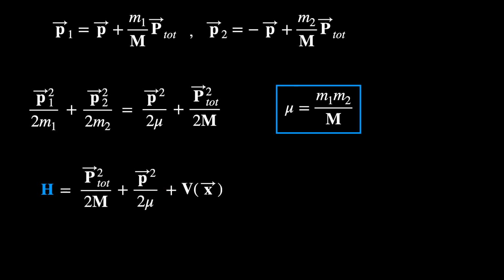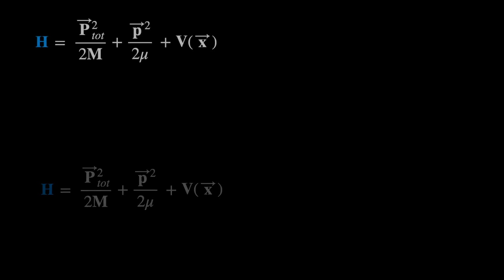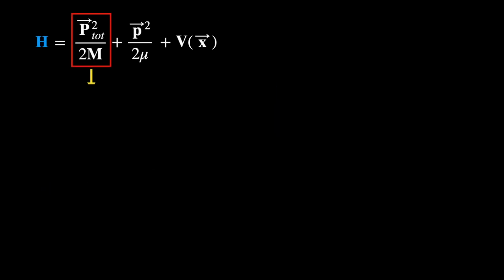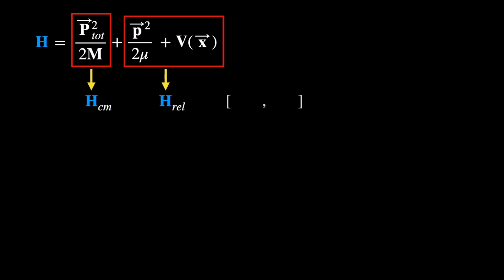Notice that the only place where a center of mass variable appears is the total momentum in the first kinetic energy. This means the center of mass undergoes free motion. The rest of the terms belong to the relative Hamiltonian, consisting entirely of relative coordinates. Of course, this means that the two Hamiltonians commute and are independent.